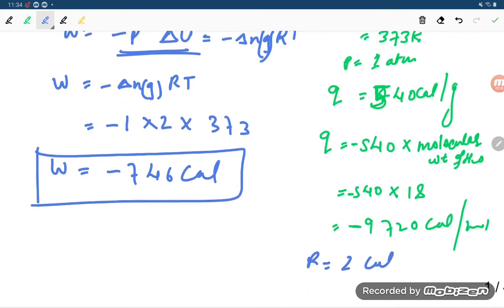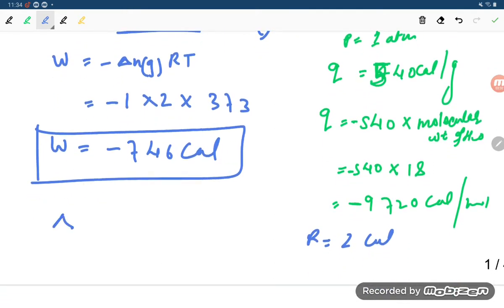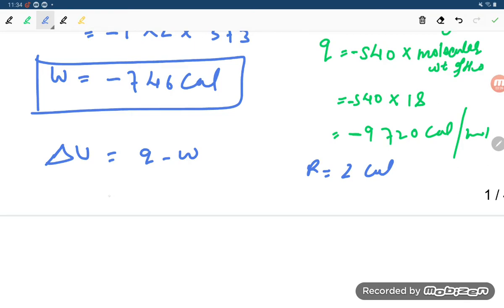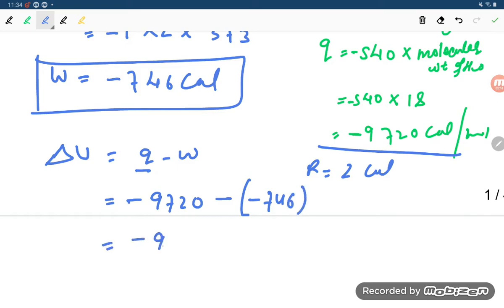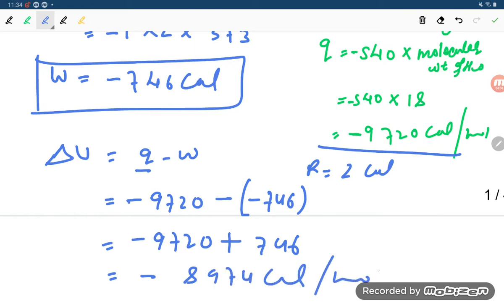If you want to calculate delta U, the internal energy change is Q minus W from the first law of thermodynamics. So Q minus W: Q per mole we have calculated as minus 9720, and W we have calculated as minus 746. So it is minus 9720 plus 746. How much is it coming, student? Minus 8974 calories per mole.